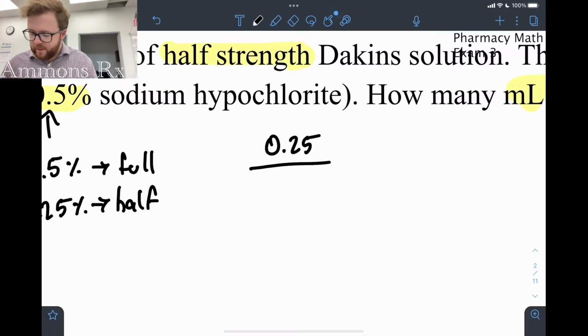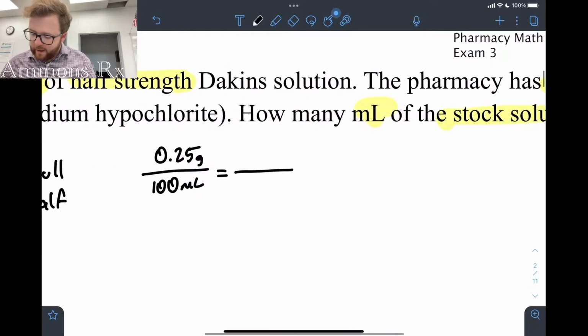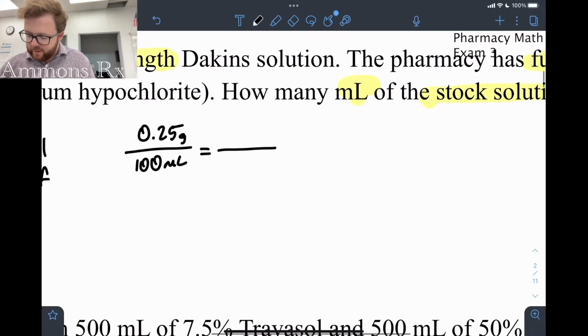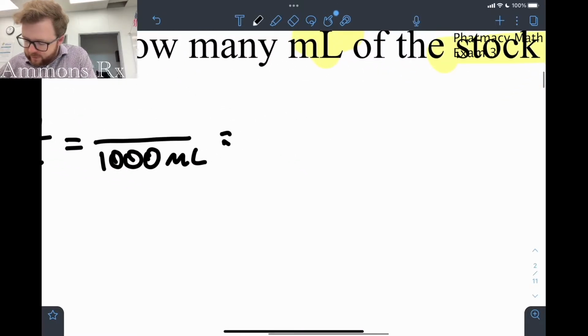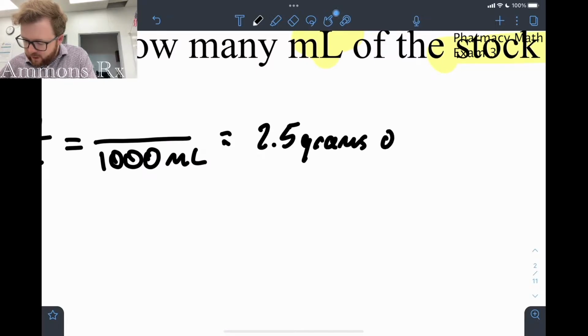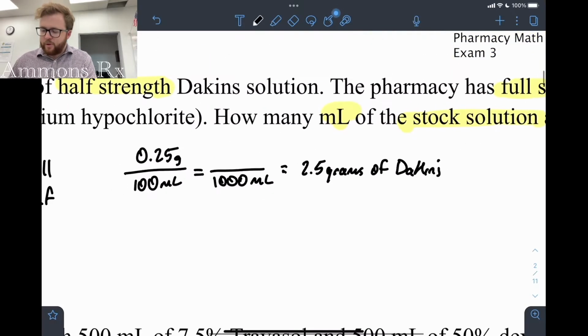0.25 grams over 100 mils. And then we're going to do how much we need. So it's a liter. We need a liter, which by the way, a liter is 1,000 mils. Okay, so the 0.25 times 1,000 divided by 100. So that means we need 2.5 grams of Dakins. So, and that's saying pure, right?